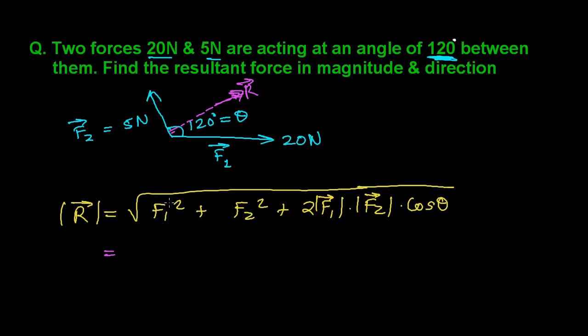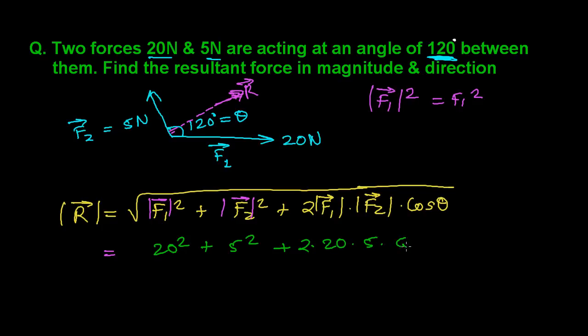F1 squared is the magnitude of F1 whole squared, and this is also the magnitude of F2 whole squared. F1 represents vector 1, but when I write it like this, it represents the magnitude, so I can simply write F1 squared. The value of F1 is 20 Newton, so it's 20 squared, and F2 is 5 squared, plus 2 times 20 times 5 and cosine of the angle between them, 120 degrees.